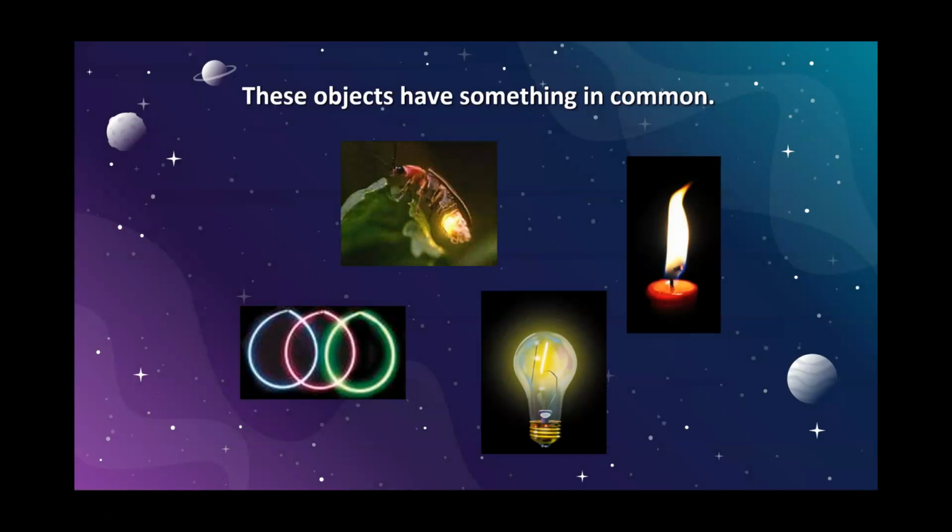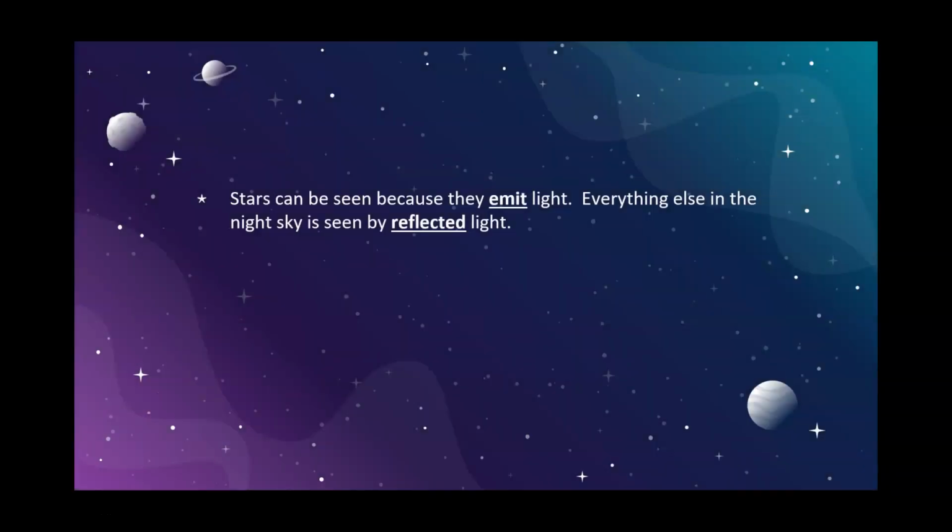So these objects all have something in common. We have a firefly, some glow sticks, and then a light bulb and a flame. These are all things that emit light. That means they give off light or they produce light, and they all have that in common. So stars can be seen because they emit light. Everything else in the night sky is seen by reflected light, and they reflect light typically off of the sun.